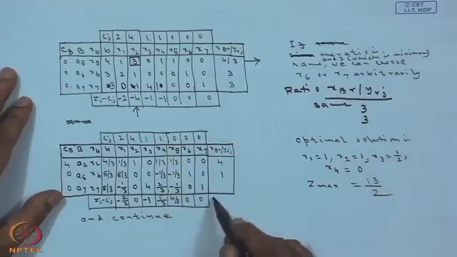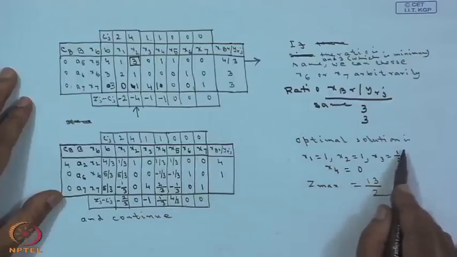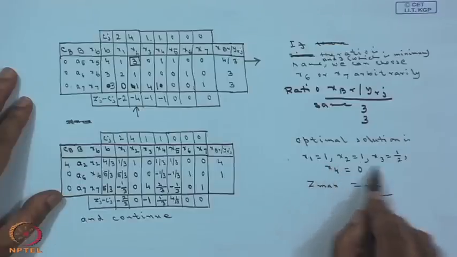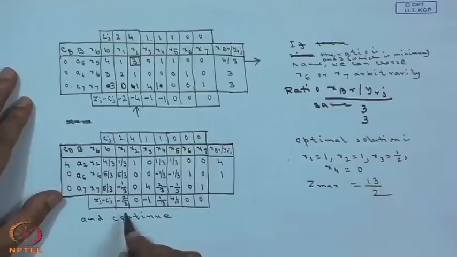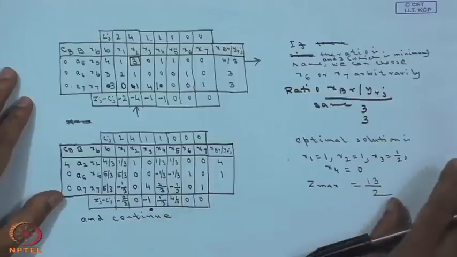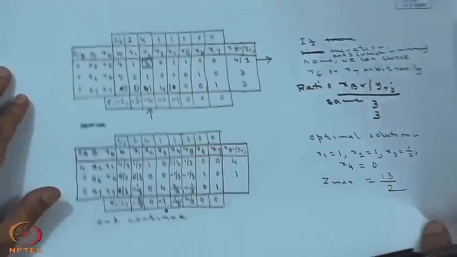For your convenience, you can use this table, you can do it on your own. I have just written the optimal solution of this. This is not the optimal solution. The optimal solution is x1 equals 1, x2 equals 1, x3 equals half, x4 equals 0, and z max is 13 by 2. But please note that the table I have shown is also not the optimum table, because here Zj minus Cj is not greater than or equal to 0 for all j. So you have to continue in the same fashion, and then you will get this particular result. You should do it on your own.